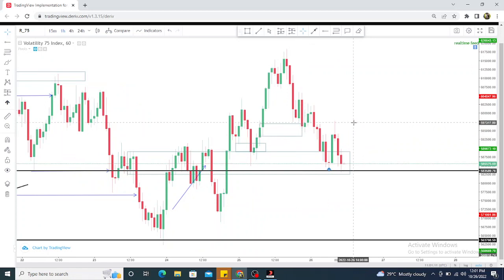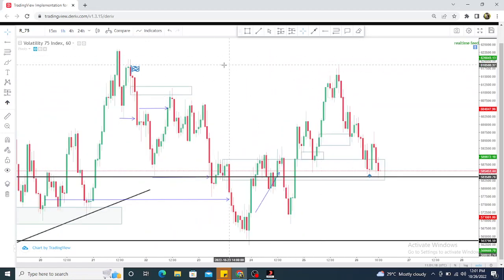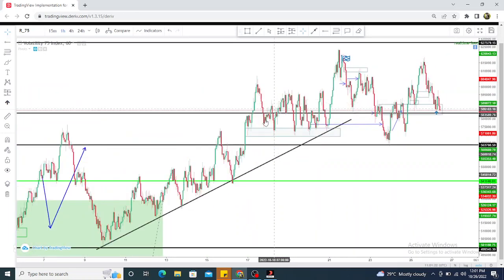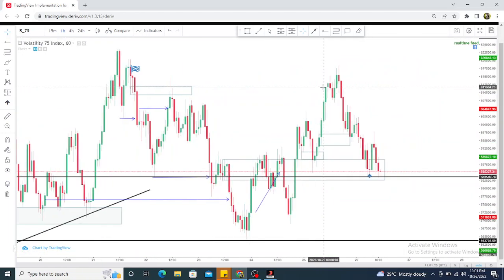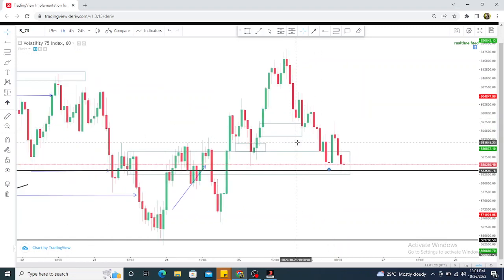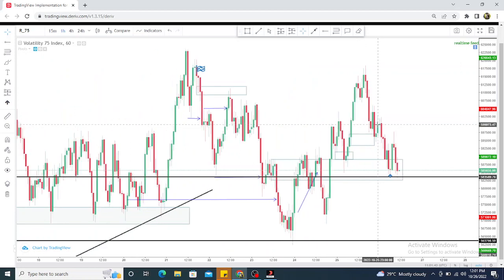Okay, so this is the V75 1 hour time frame. V75 has been on a bull run. We have been making some profit out of the market, though we had a little bit of drawdown here in this zone, but I'm currently still on this trade on V75, expecting the market to still rally up. These are actually my confirmations for it.